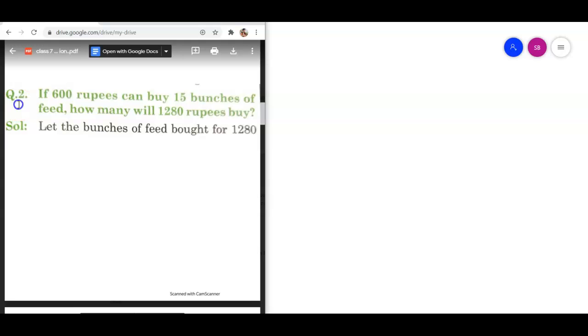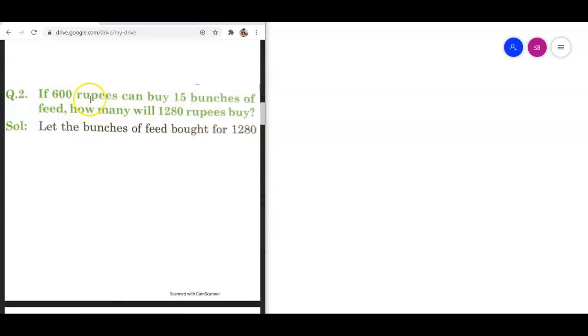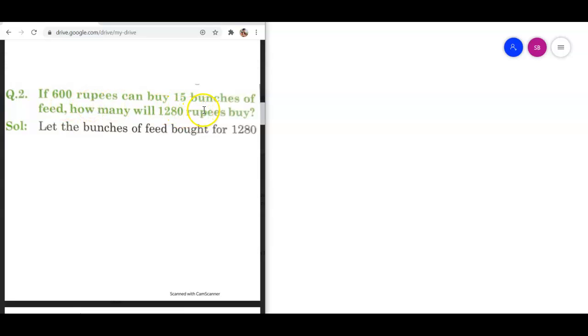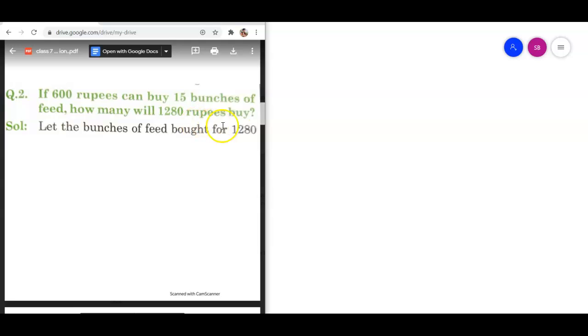Question number 2. If 600 rupees can buy 15 bunches of feed, how many will 1280 rupees buy? That means what is given? What two things are given? First is 600 rupees, and second is the bunches, that is the quantity. First rupees has been given, and then quantity has been given. And what is asked? How many will rupees 1280 buy? That means now money is given to you. How many bunches will it buy? We have to find out.